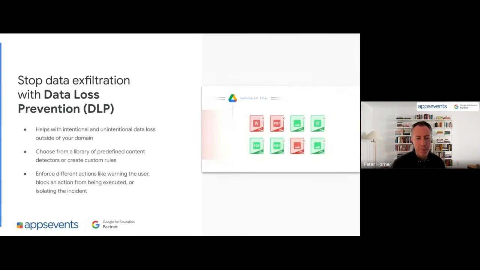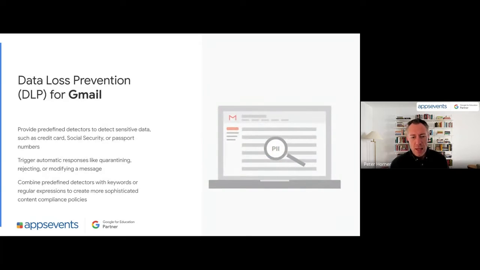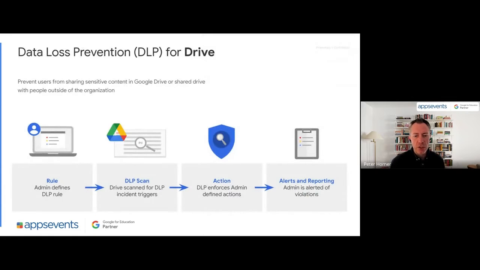So with DLP, it really helps cut down on unintentional data loss and also, of course, intentional data loss as well. And you can enforce different actions such as just warning a user that they might be about to share something which has got sensitive information in, or you can outright block the user from doing that. You can control this in Gmail with compliance rules, which we'll have a look at in a moment. And you can also apply data loss prevention rules to Google Chat and Google Drive.